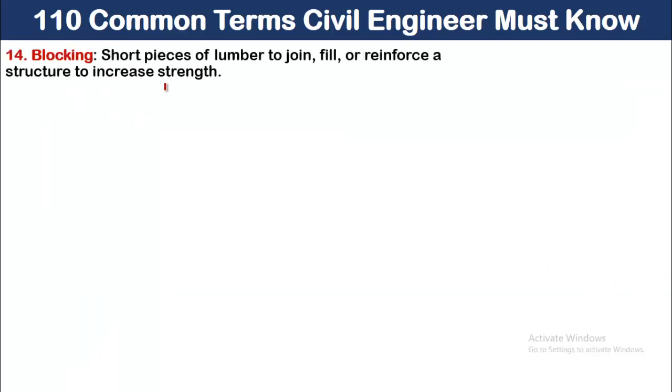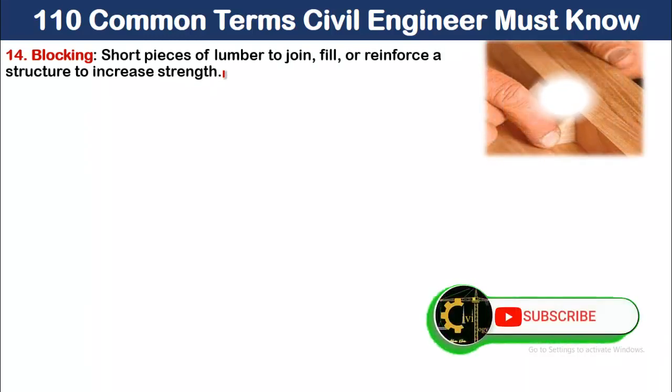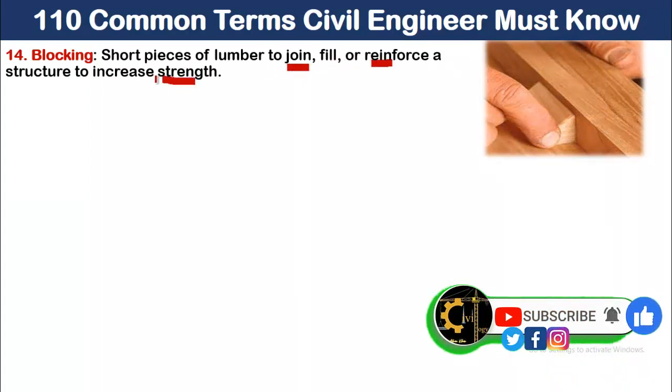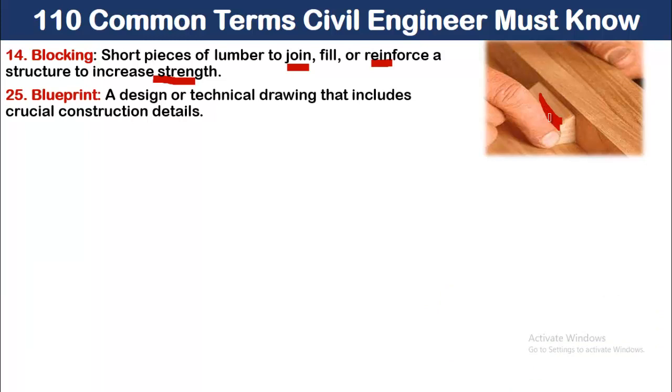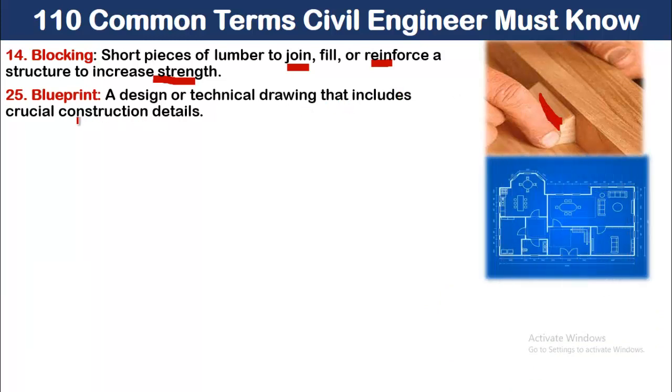The next point is point number 14, blocking. What is blocking? It is a short piece of lumber used to join, fill or reinforce a structure to increase its strength. As you can see over here it works as lumber. Point 25, blueprint, a design or technical drawing that includes crucial construction details. As you can see over here in this picture, in recent years we didn't see blueprints because we use simple white paper and print it on A4, A3 or legal paper sizes.